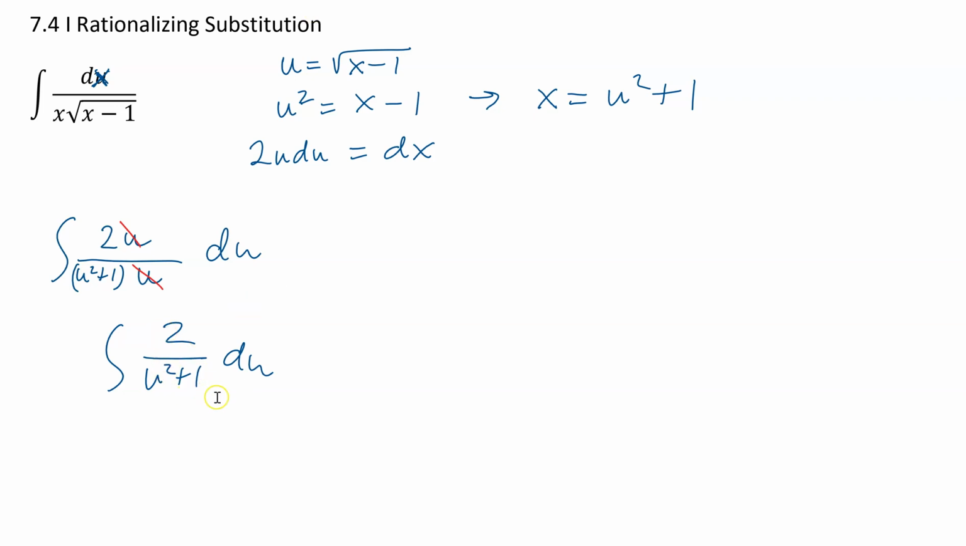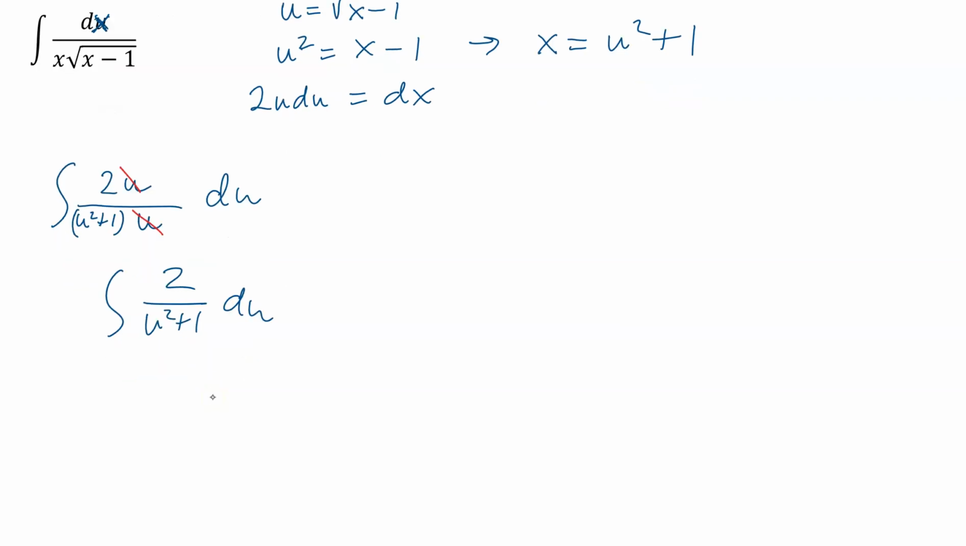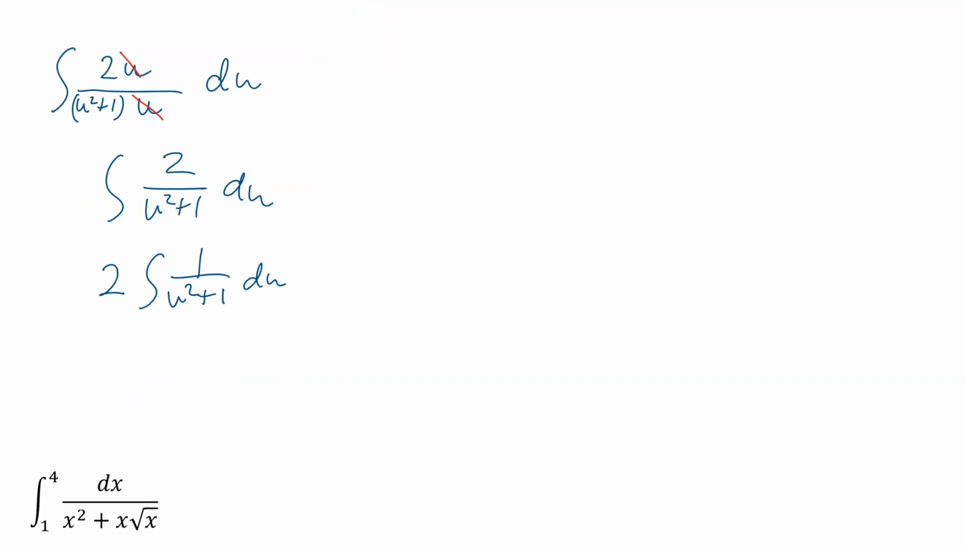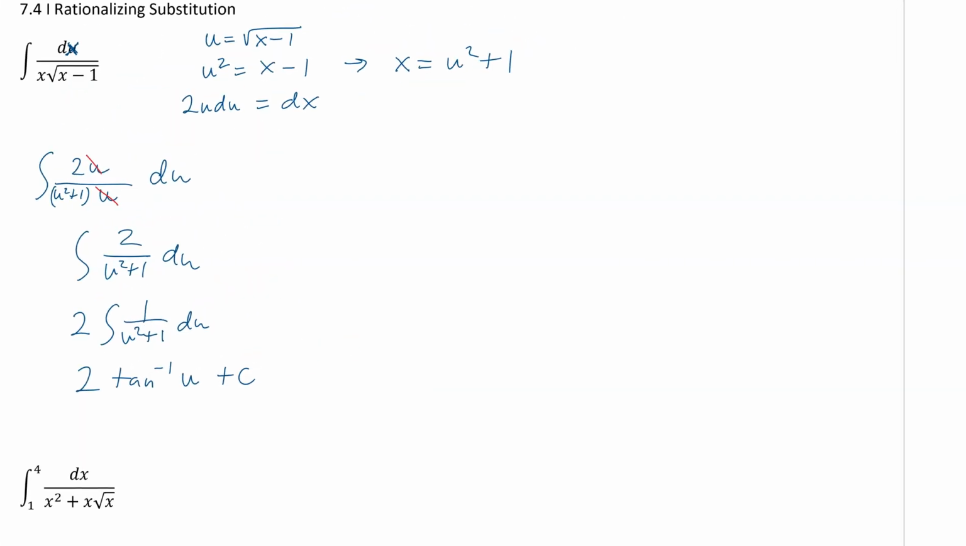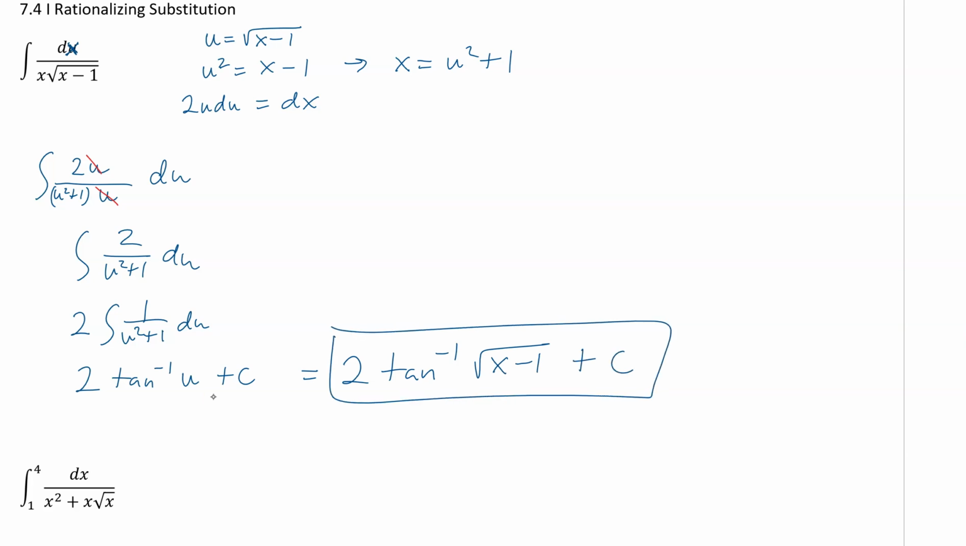And that's a nice quick one because that's just the inverse tangent. So this is 2, we got to take it out, 1 over u squared plus 1 du, which is 2 inverse tangent of u plus c. And then now all we have to do is go back up and grab our u. So 2 inverse tangent square root x minus 1 plus c. And so that is rationalizing substitution. You can see what we did is we rationalized it. We had a radical, and now we don't.